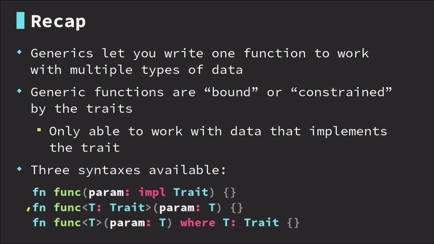The second is generic syntax. A generic type T is constrained to a specific trait, and the function parameter must be a type T, meaning the argument passed to this function must implement this trait here. The third syntax utilizes the where clause. A generic type T is declared, and the function parameter is set up with generic type T, where this generic type T implements some trait.